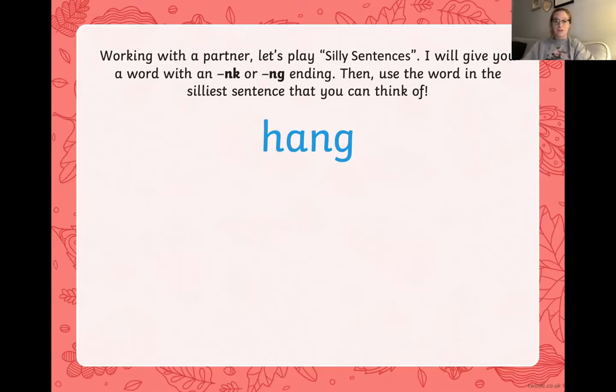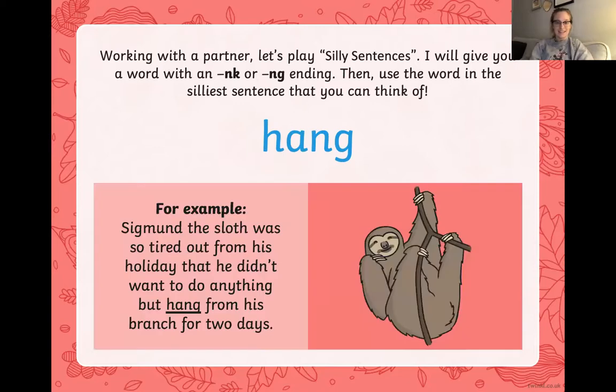So let's have a look at our first word. Hang. H-A-N-G. Hang. Think of a monkey, I bet they would like to hang. They hang around. Maybe we could hang like we could put something up. Silly sentences. Send them my way. Oh, look at this one. We've got a good example here. Sigmund the sloth was so tired out from his holiday that he didn't want to do anything but hang from his branch for 2 days. I think we could get even sillier than Sigmund the sloth.